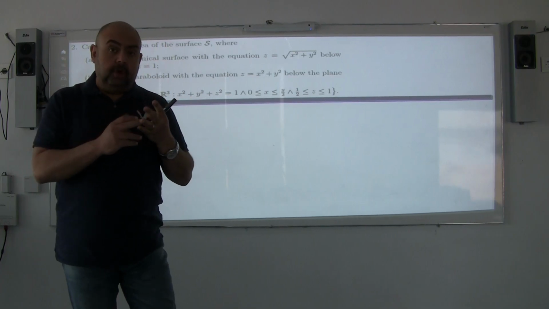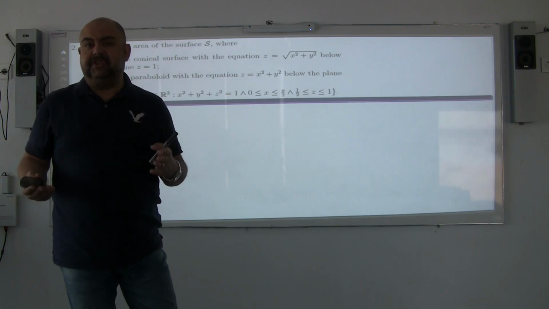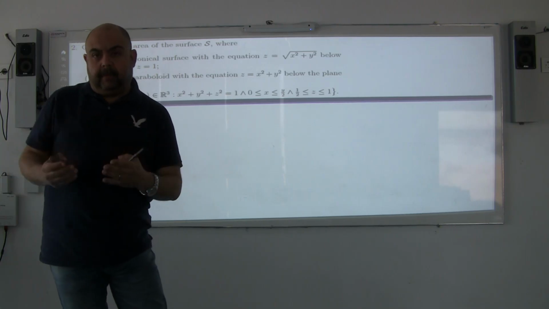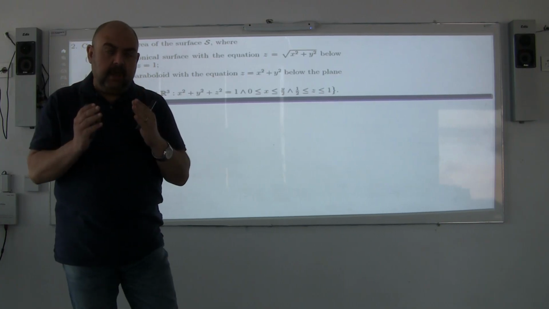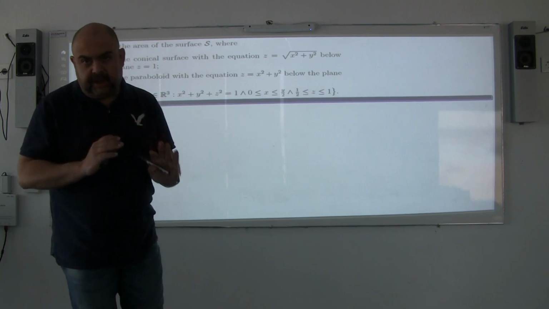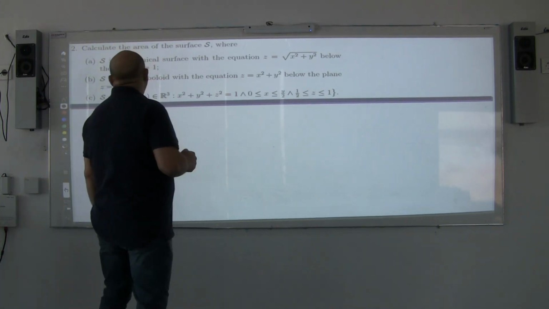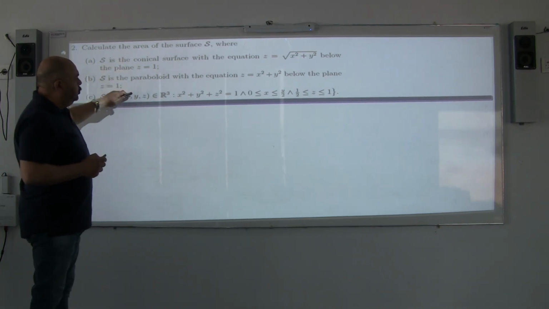You will need to go through the types of surfaces, the various surfaces: when it's going to be a cone, when it's going to be a paraboloid, when it's going to be a cylinder. It will make a huge difference in understanding the limits or the boundary of your integration, as you will see. Okay, I will start with the first problem. That's problem number 2, number 3.